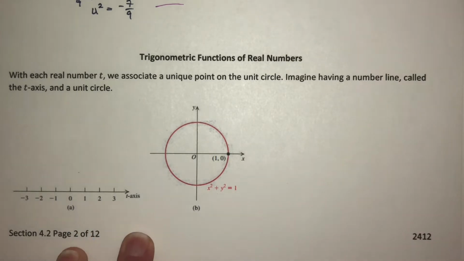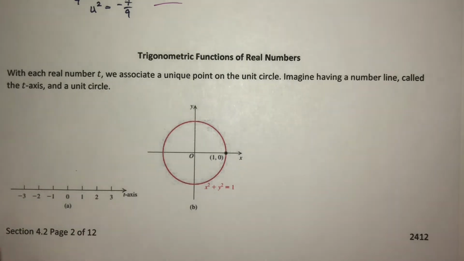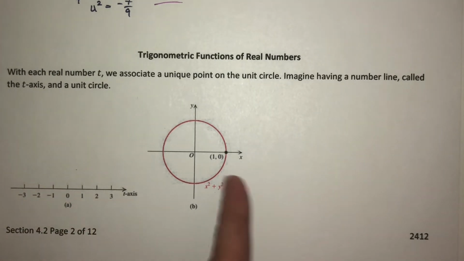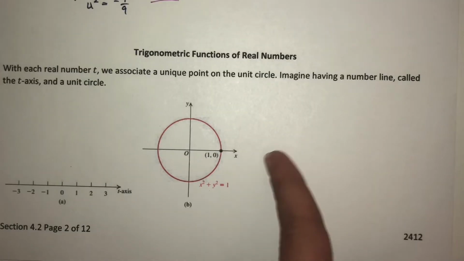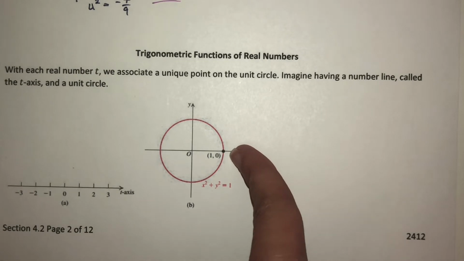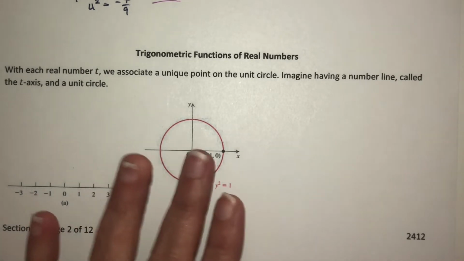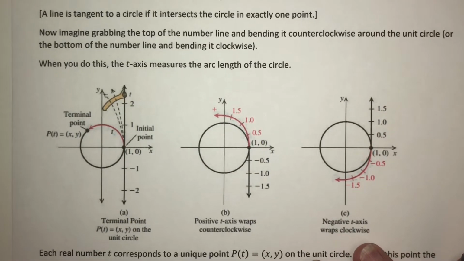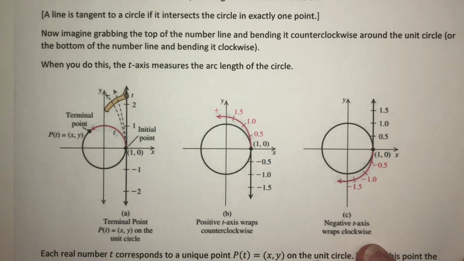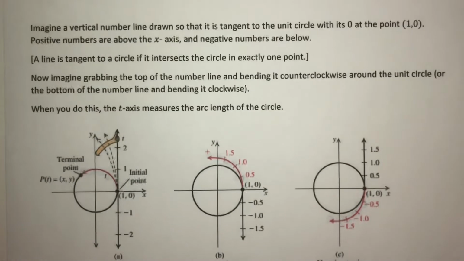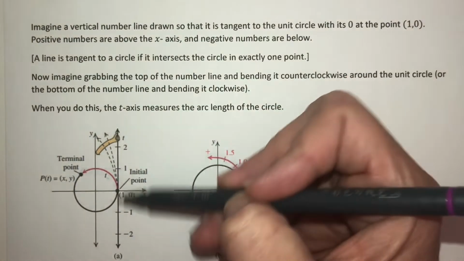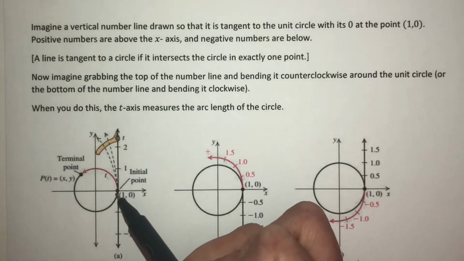So what we're going to do is imagine taking this t-axis and placing it as a vertical line that is tangent, meaning it just barely touches our unit circle at this point. I got these images from your textbook. I am not good enough to create these myself. Okay, so we have this number line placed tangent to the circle here.